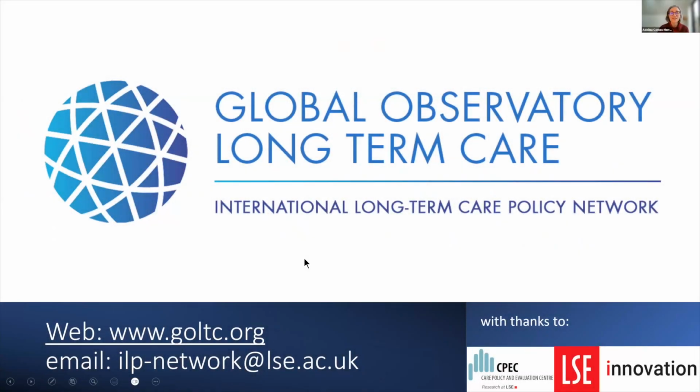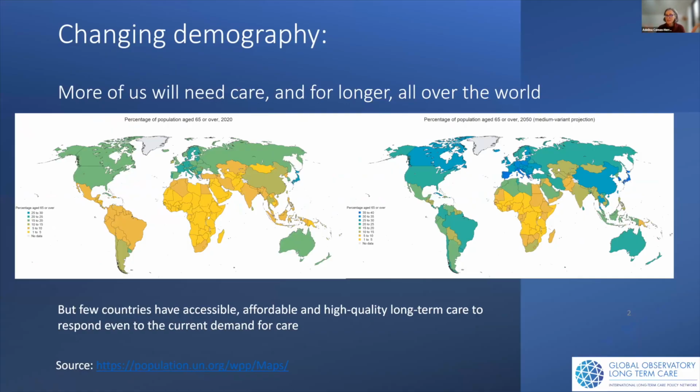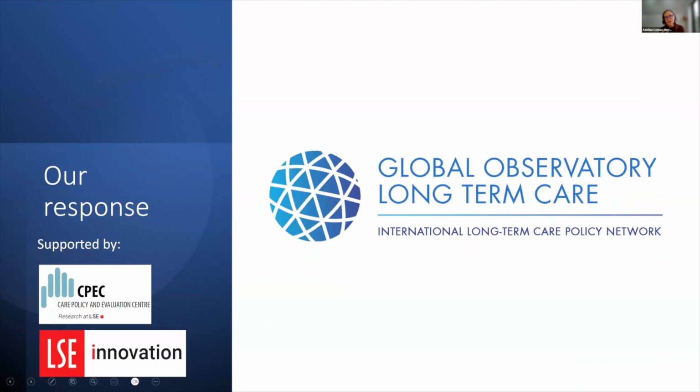So this is basically the Global Observatory of Long-Term Care. The motivation for this: I think we all know that we are aging all over the world, which means that long-term care systems will need to be better prepared to respond to a bigger need for accessible, affordable, high quality long-term care. But we know that very few countries, even well-off countries, are quite there in terms of having the kind of systems that we might need for the future. And this became quite clear during the pandemic.